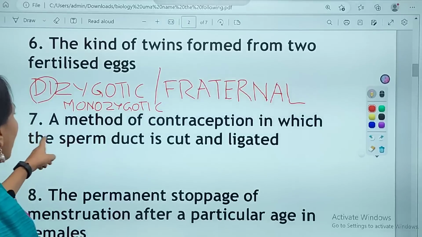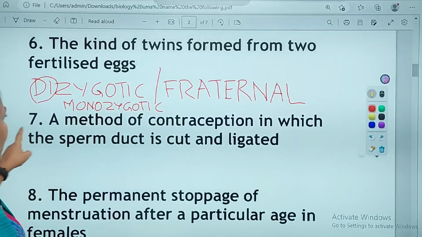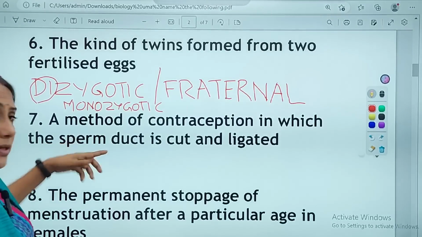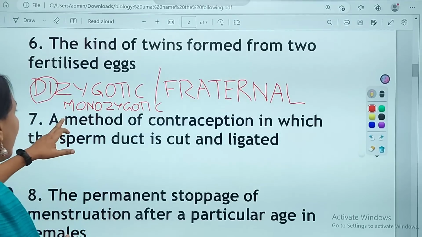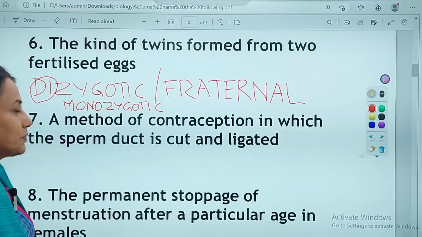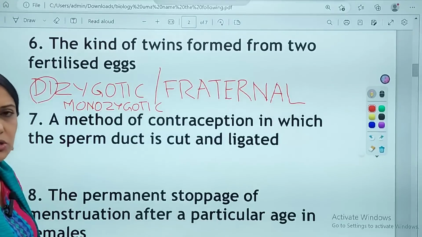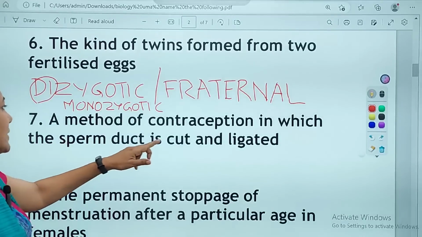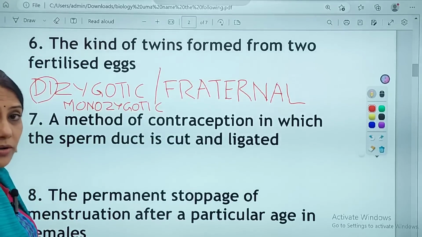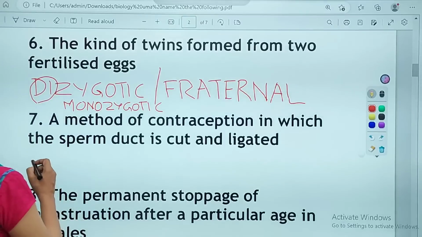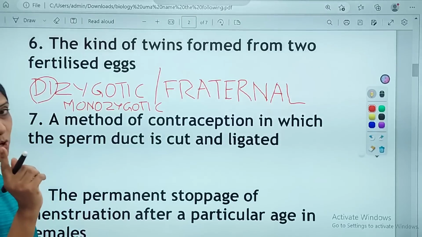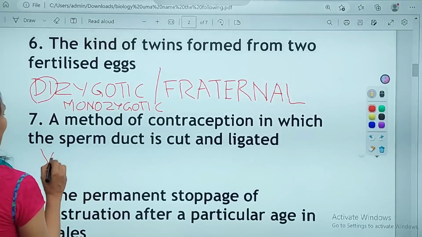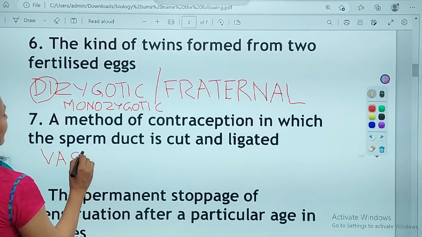So let's also go to the next one. A method of contraception in which the sperm duct is cut and ligated. Sperm duct is part of the male reproductive system. What is that kind of contraception? Contraception is a method of family planning in which the sperm duct is cut and ligated. The female one is something else and the male one is something else. This is called vasectomy.